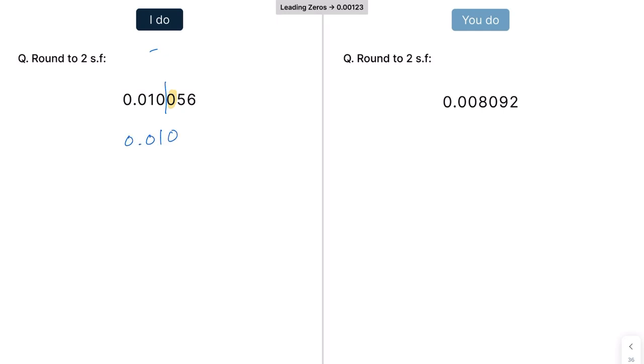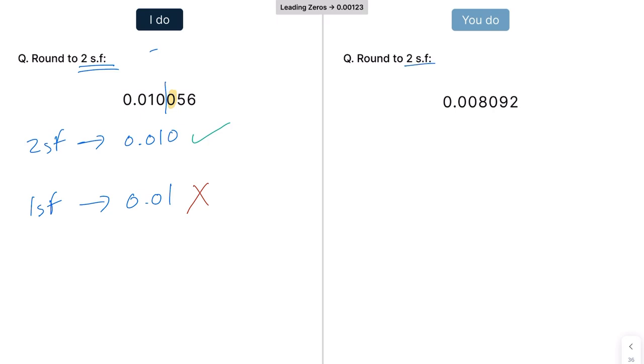Now note, you do need this 0 here, because it says round to two significant figures, so I cannot say 0.01, because this answer is written to one significant figure. This answer is written to two significant figures. Okay, so just to make a point of that, this is wrong. That is what you need here. So make sure you read the question carefully.